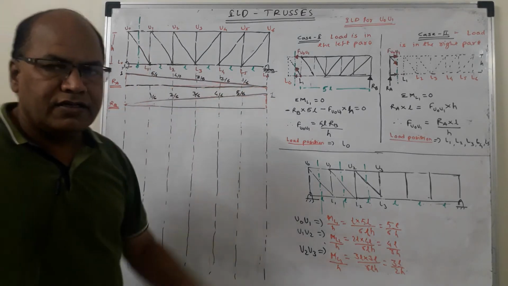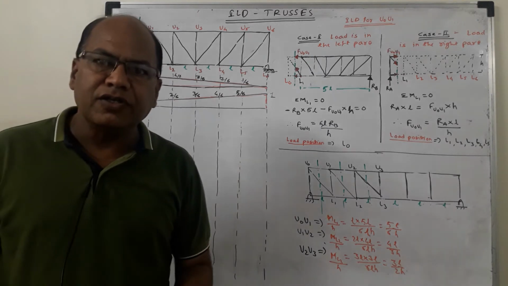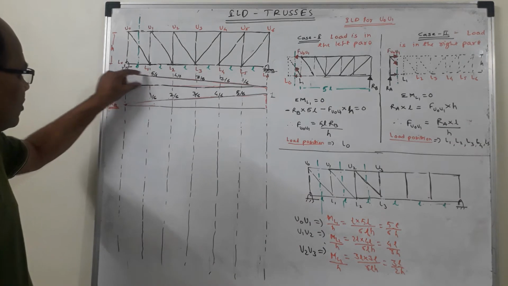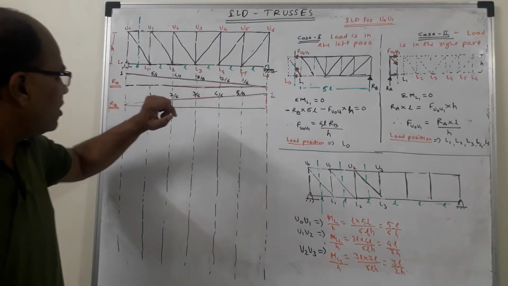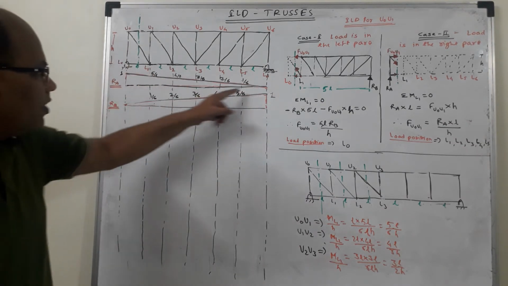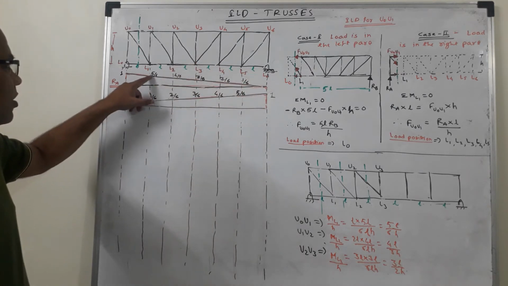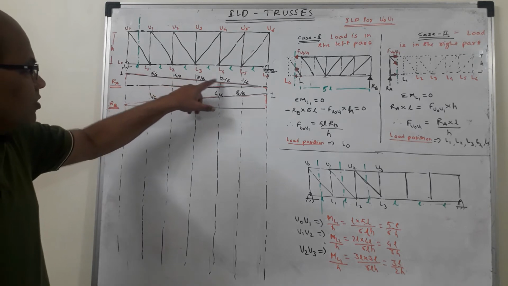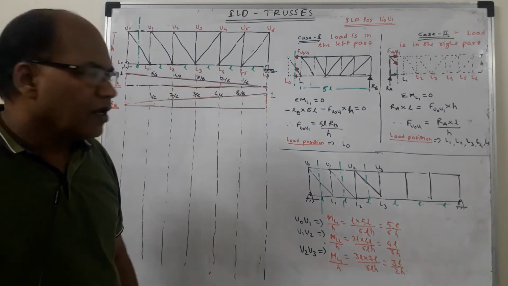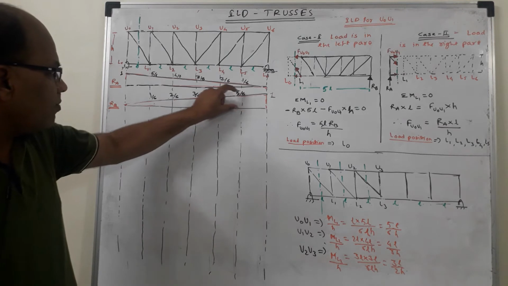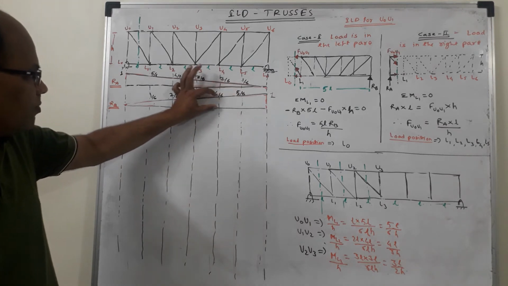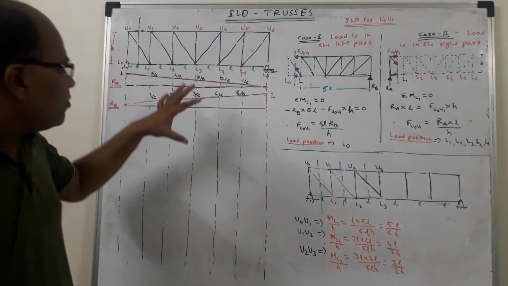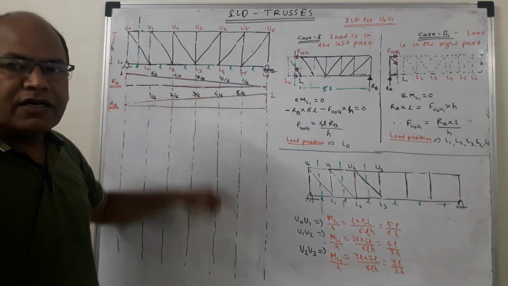And these ordinates can be obtained by using the similar triangle method. So if this ordinate is small a, then 1 divided by total 6L is equal to a divided by this 5L, which will give you this ordinate. It works out to be 5 by 6, 4 by 6, 3 by 6, 2 by 6 and 1 by 6. Similarly, the ordinates for RB can be obtained as 5 by 6, 4 by 6, 3 by 6, 2 by 6, 1 by 6, etc. So this is how the ILD for RA and RB can be drawn.